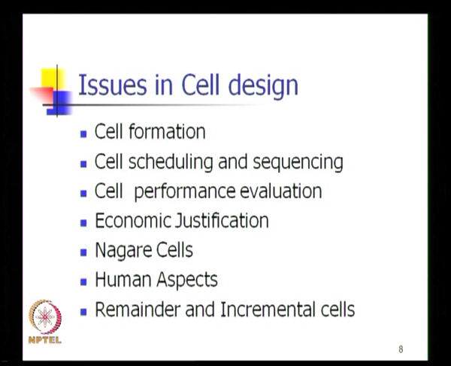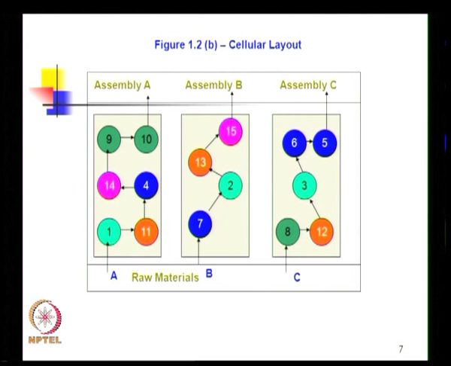Then we also look at something called Nagare cells. Now Nagare cells are very popular. If we look at this schematic diagram, we have 6 machines in this particular cell. Now we have some issues like, how many operators are going to be within this cell? Are we going to have one operator for every machine? Are these machines manually operated, requiring one operator per machine, or are they automated such that a single operator can handle multiple machines? Now what is a good size of the cell?